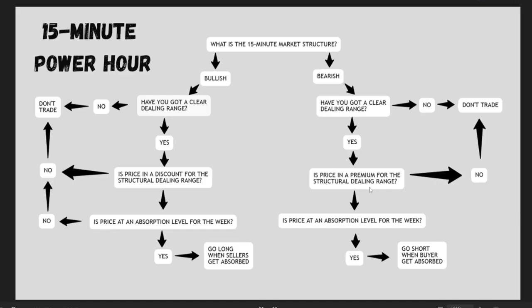Now, once we have that 50%, the next thing we're looking for is price at an absorption level for the week, right? In other words, absorption level for the week is just a key level, right? So this is where a lot of traders go wrong, right? So a lot of traders, they don't follow this process. And the times when they do follow the process, they often get messed up at this point, right? This is where all the traders get messed up.